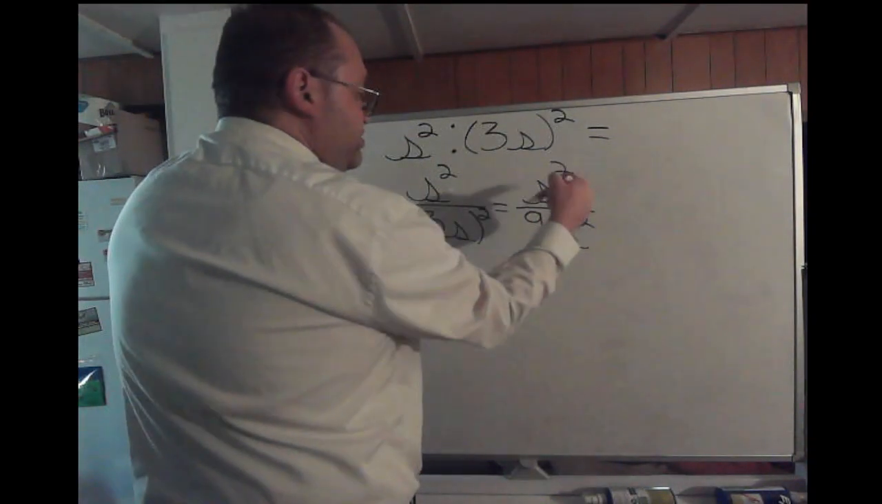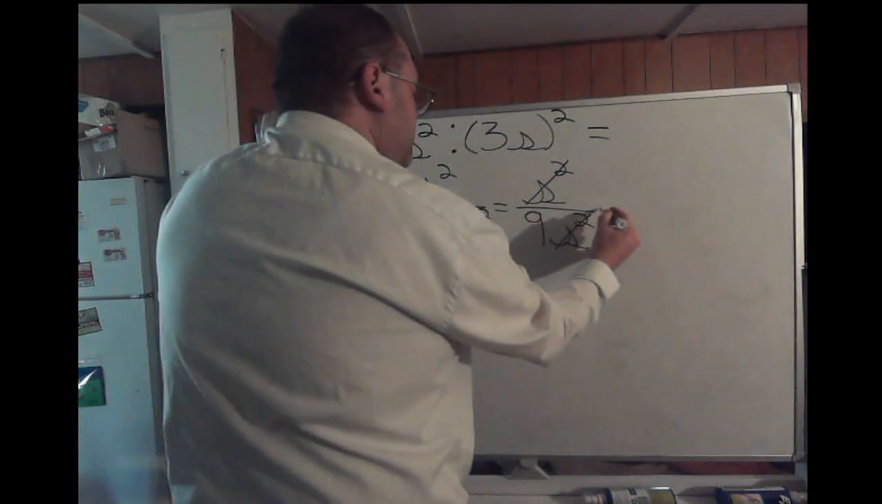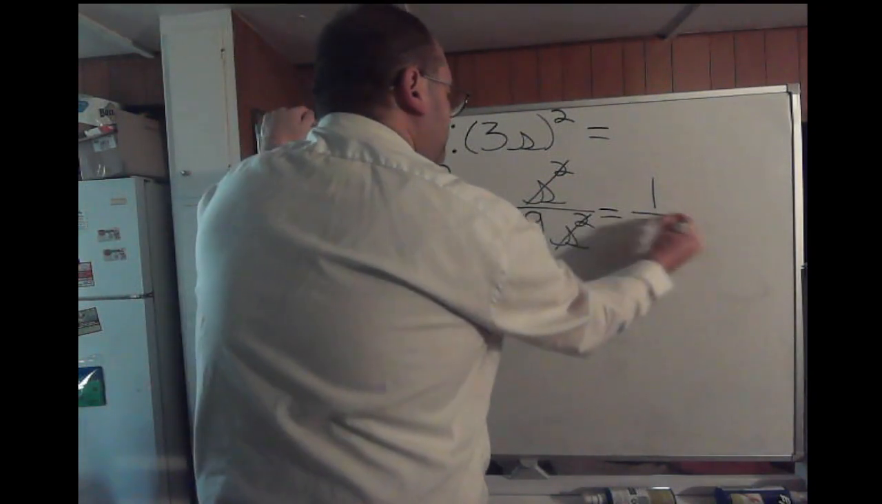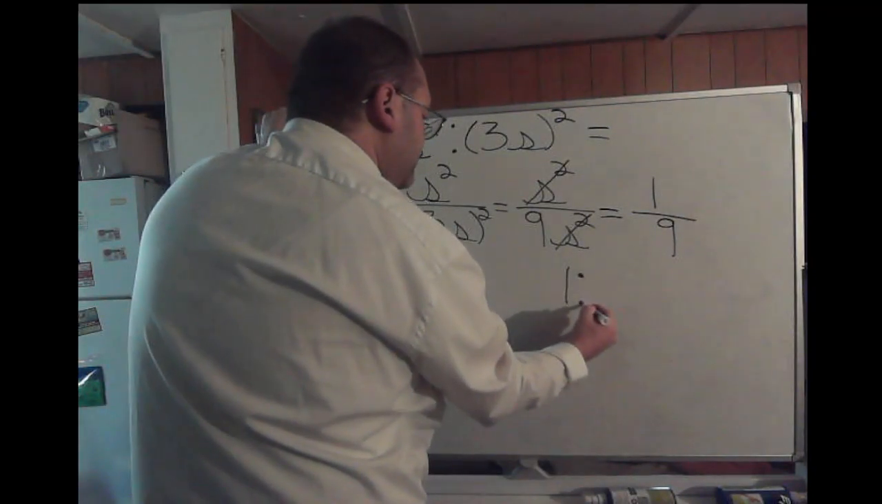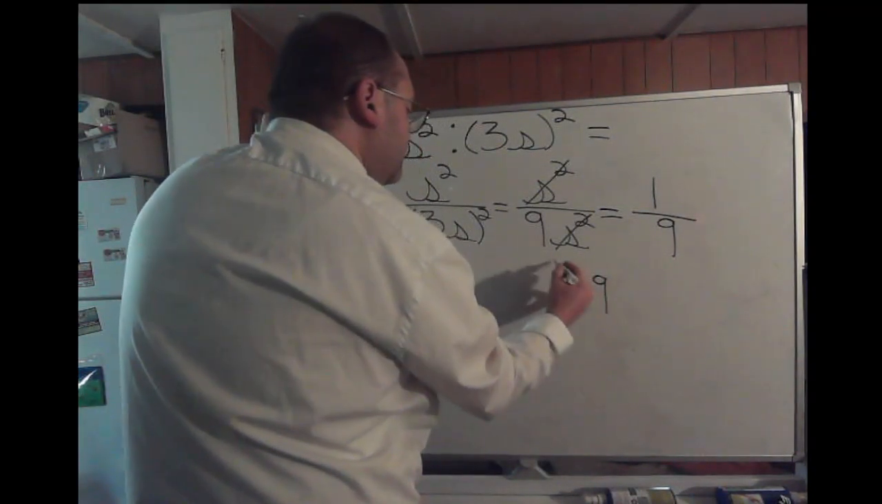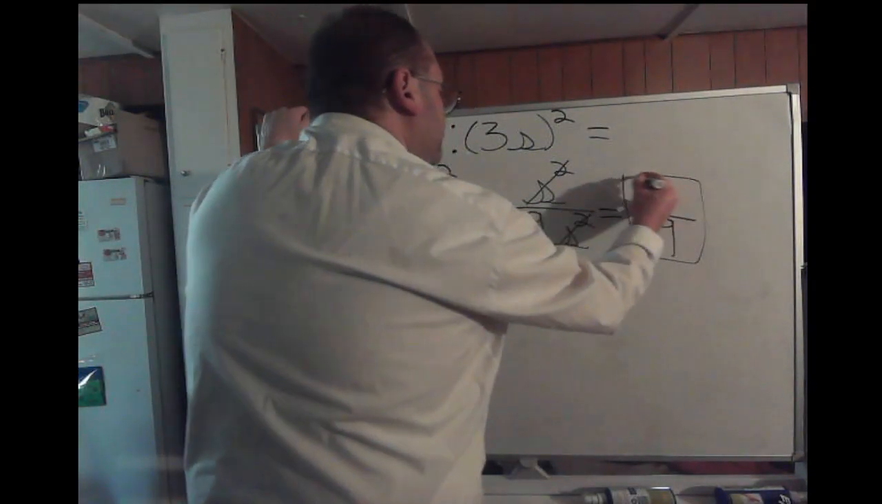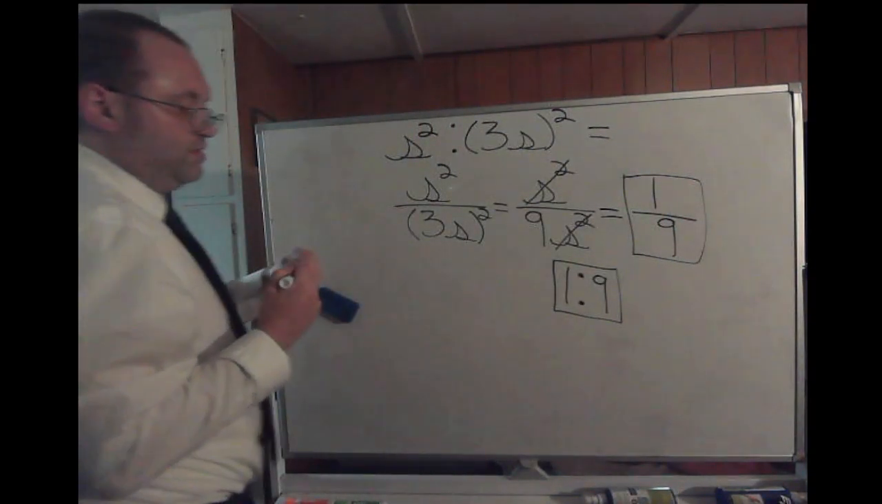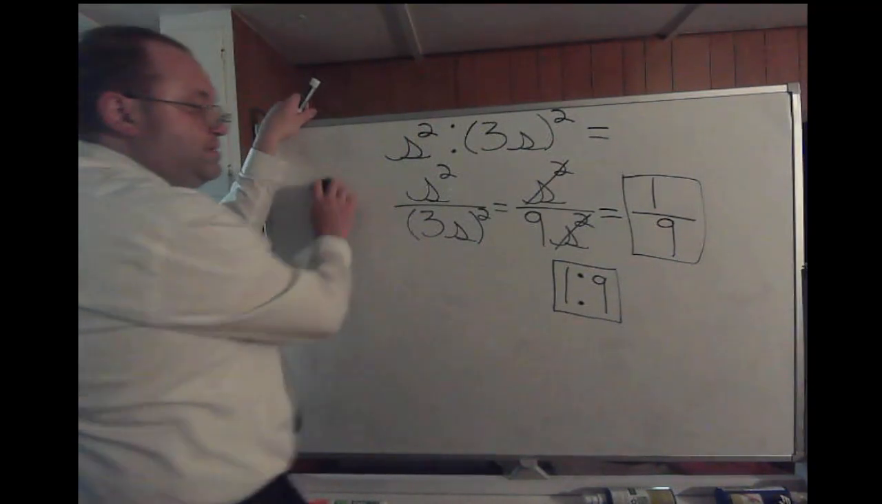Well, it's clear between the numerator and denominator, the s squareds will cancel out. What you should be left with is 1 over 9, or you could say the ratio 1 to 9. You could write it as the fraction 1/9, that's acceptable. Or you can write it with the ratio symbol of 1 to 9. Either way is acceptable.